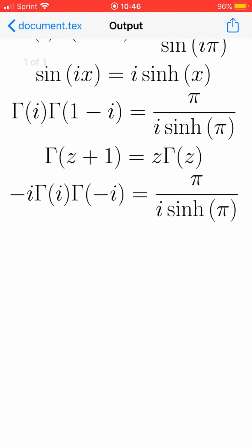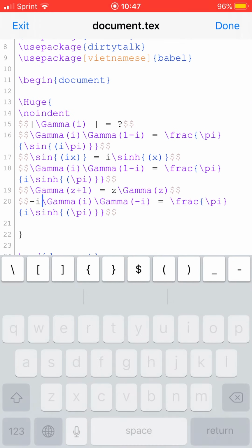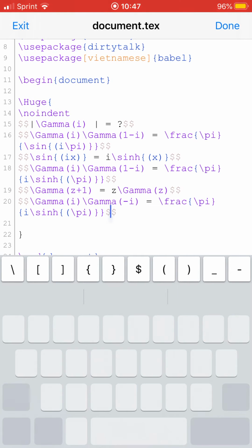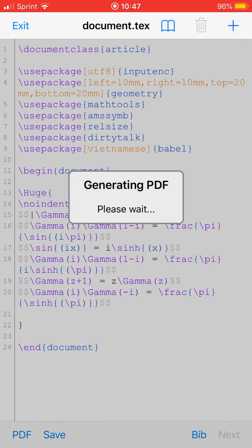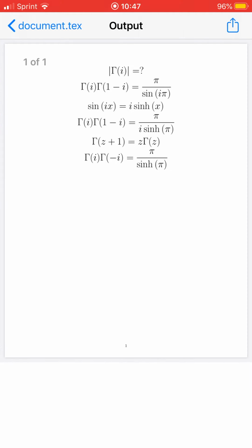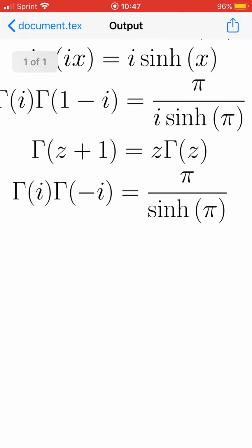And then we will multiply both sides by I. On the left hand side, we have I times negative I, which is negative I squared. And I is the square root of -1, so I squared is -1. So the negative I squared is negative of -1, which is 1. And on the right hand side, we have I divided by I, which is 1. So then we would get gamma of I times gamma of negative I equals pi over sinh pi.